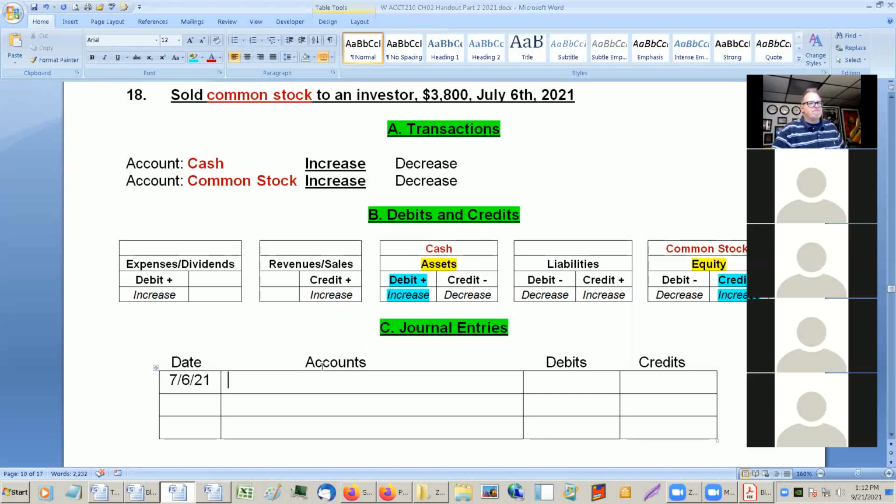Okay, so cash. Asset going up. 800. And common stock. Equity.